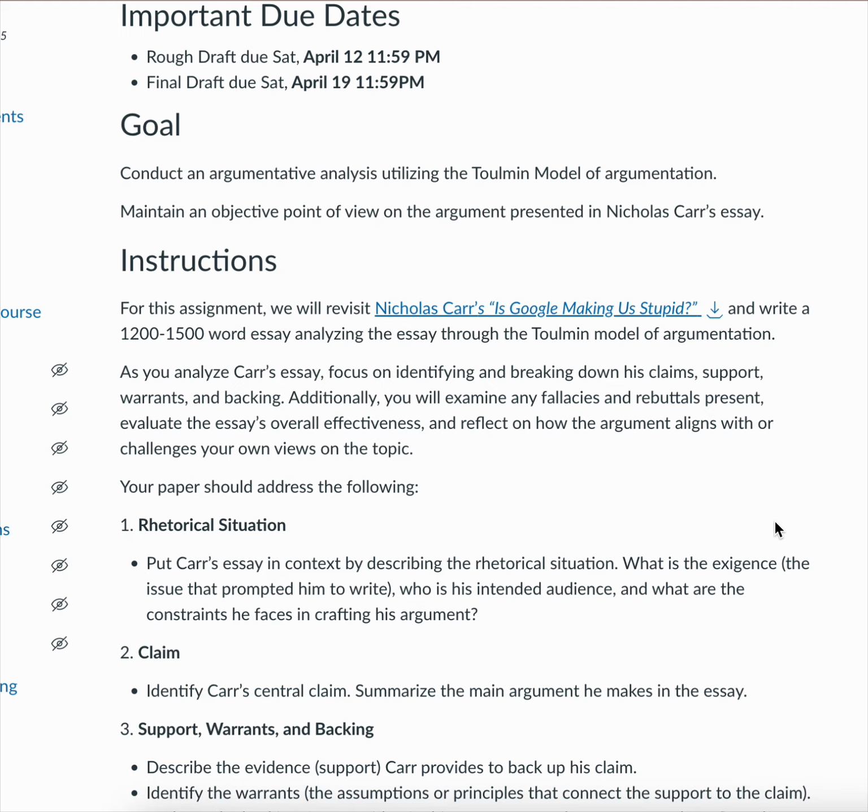So let's really quickly talk about the important due dates. Now your rough draft is going to be due on Saturday, April 12th. You'll get some feedback, and then your final draft will be due on April 19th, also at 11:59 p.m. Just a quick heads up, if you don't submit your rough draft, it'll cost you 20 points off your final essay grade, so make sure you get that in on time.